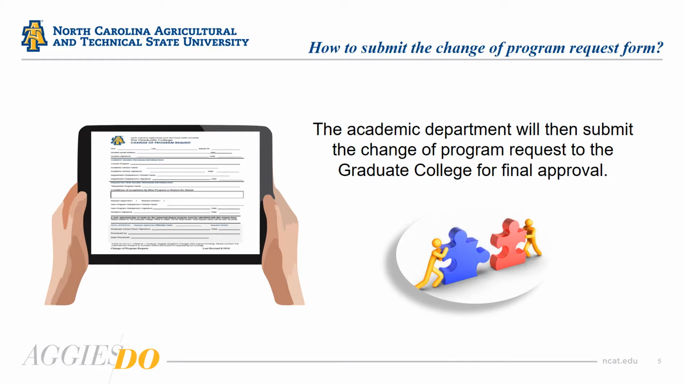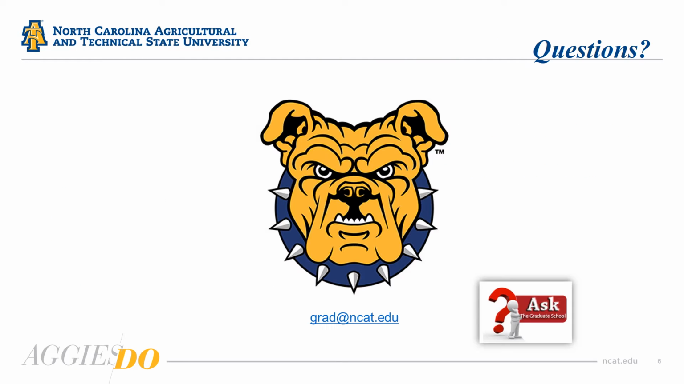The academic department will then submit the change of program request to the Graduate College for final approval. Questions can be sent via email to grad@ncat.edu or please visit our Frequently Asked Questions page on our website.